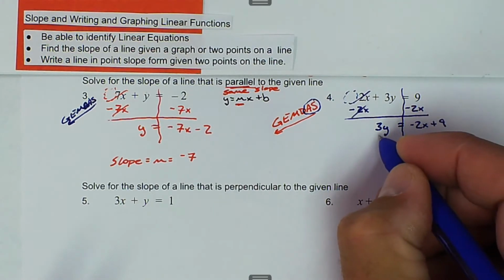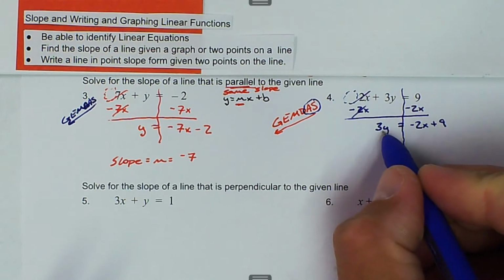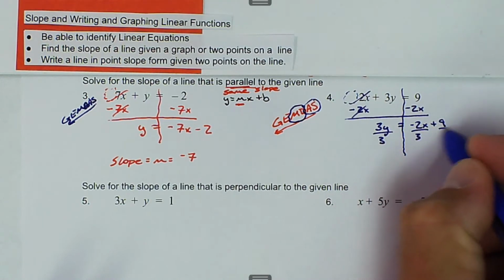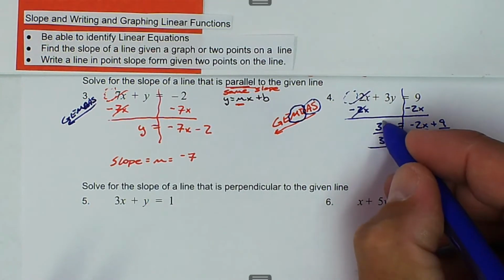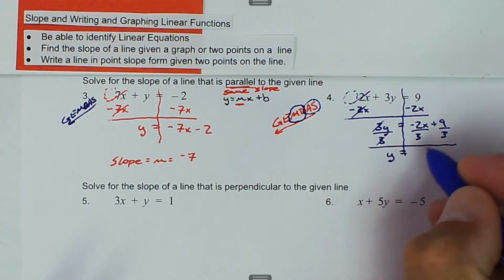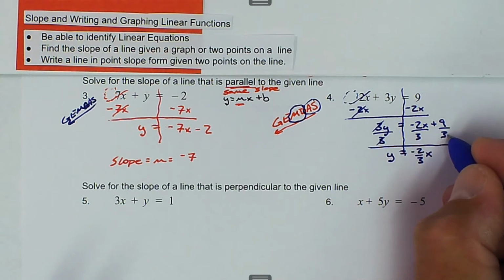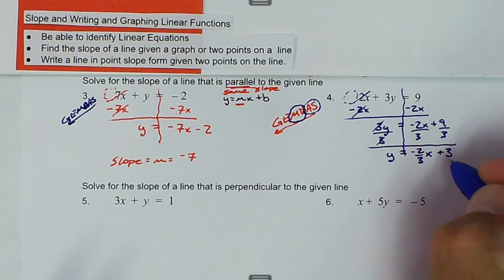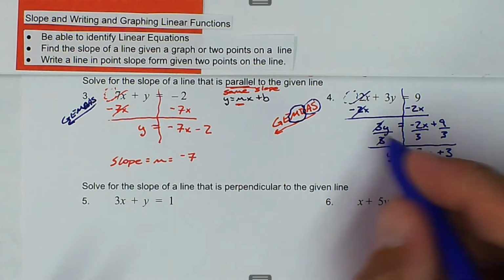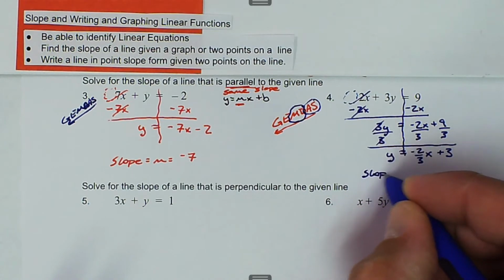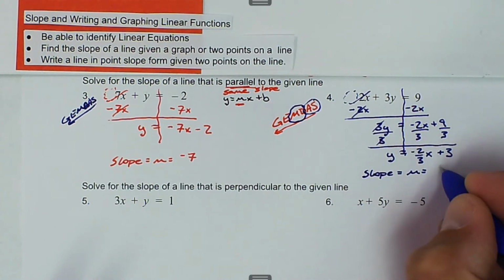And then we see that we have multiplication here, so the inverse of multiplication is division. So we're going to divide by 3. And our 3's cancel, and we're left with y is equal to negative 2 over 3x. 9 divided by 3 is equal to 3, so plus 3. And in this case, our slope that's parallel is going to be, slope is equal to m, and parallel means the same, so our slope that we're looking for is still negative 2 over 3.